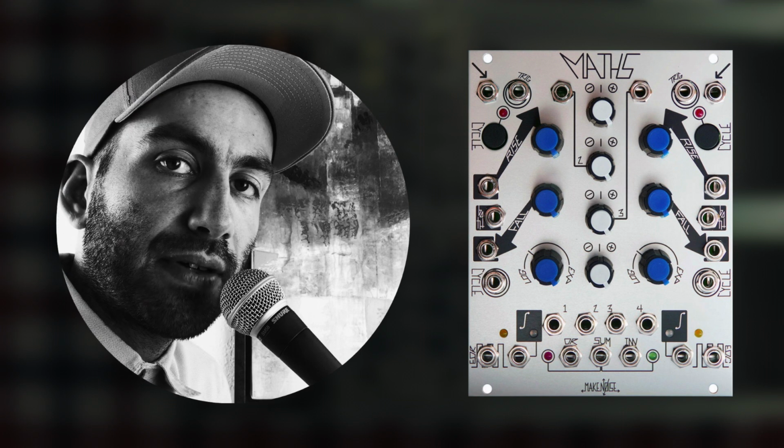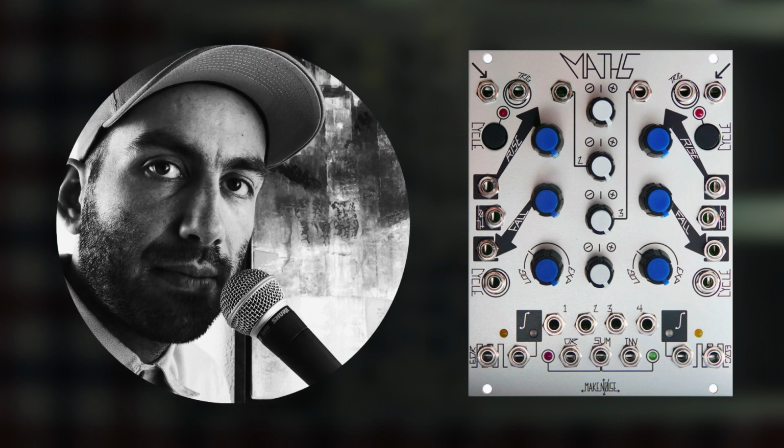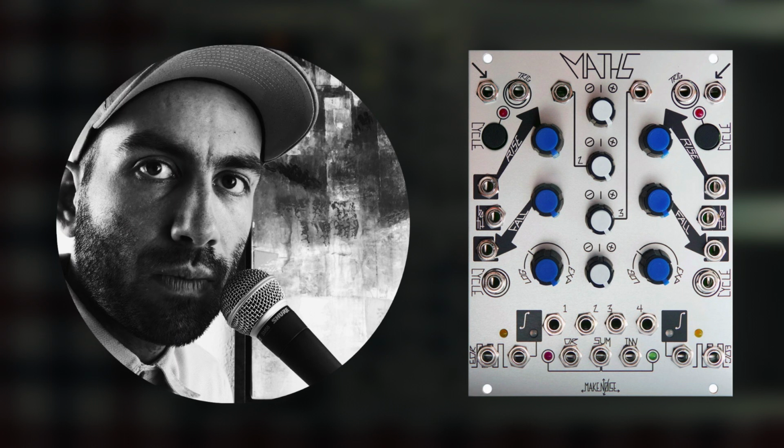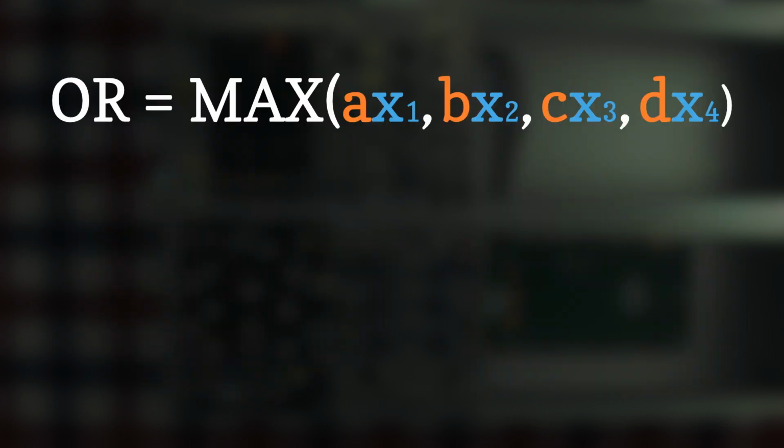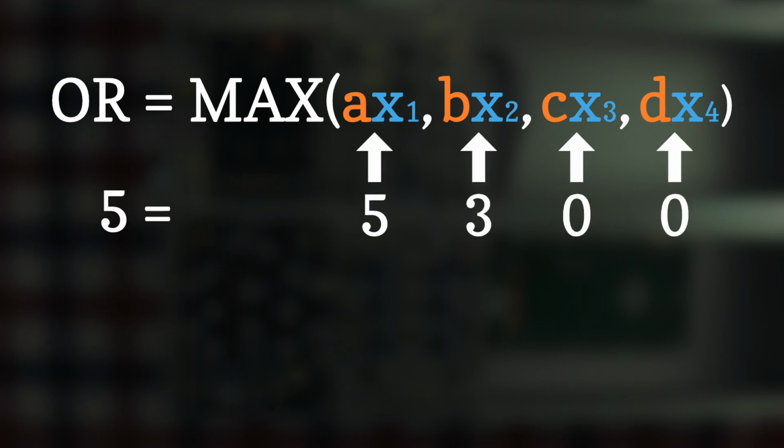Then the Maths can provide different kinds of outputs: an OR, a sum, and an inverted output. The OR takes the maximum between the 4 different inputs and their scalars. For example, if A times X1 equals 5 volts and B times X2 equals 3 volts, then it'll output 5 volts because that's the maximum between the two. It takes into account all 4 channels to determine the max. And you can feed gate triggers or CV values into these inputs and get corresponding outputs.